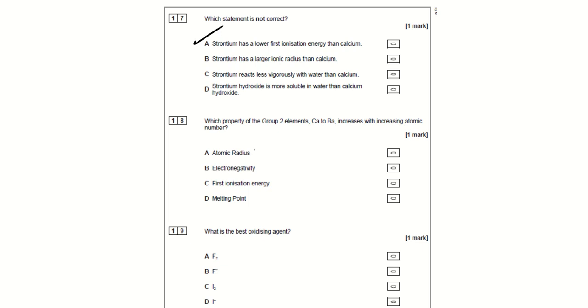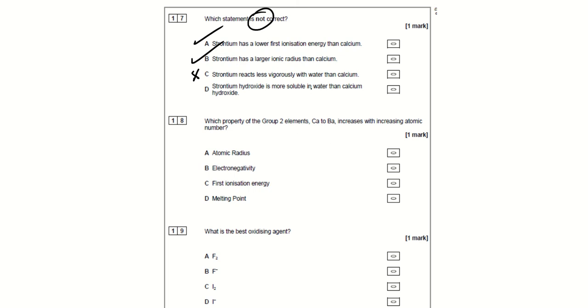As you go down the group, the first ionization energy decreases, so that's your trend. Strontium has a larger ionic radius than calcium. Of course it does. It's below calcium in the periodic table and has an extra shell of electrons. Strontium reacts less vigorously with water than calcium. Yeah, that is rubbish. That is not correct. As you go down the group, reactivity increases.